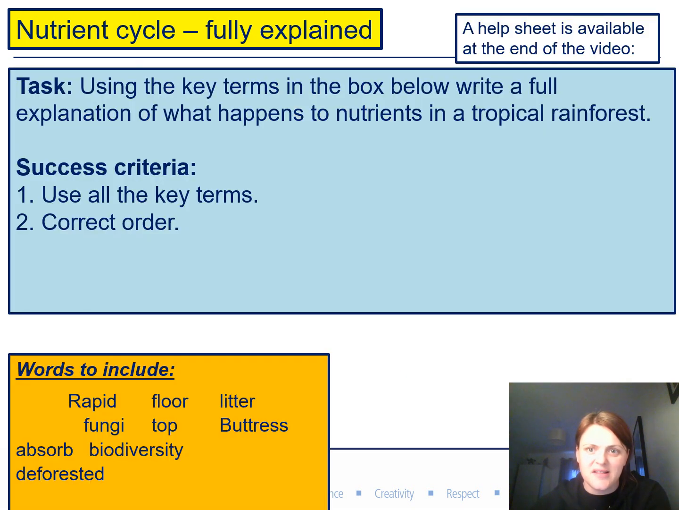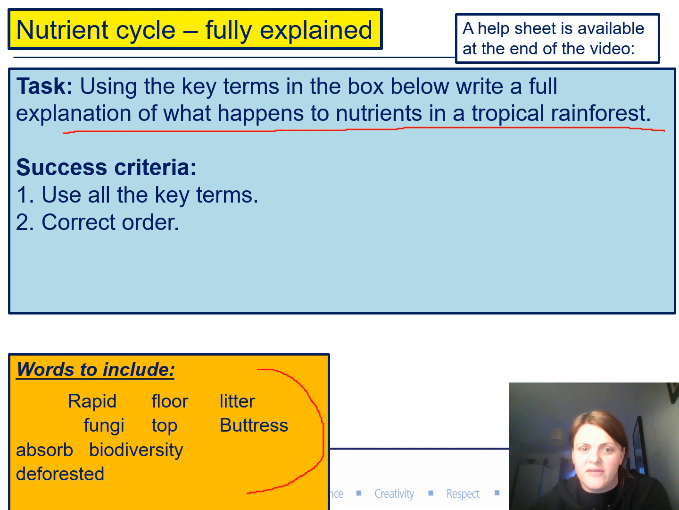Okay, so this is your time to write your extended piece. So you are going to now explain in detail the nutrient cycle. All right, pretty easy. We've done this for the last few lessons. You're just going to write an extended piece using all the words in the box here, what you've just learnt really. So what is the nutrient cycle?